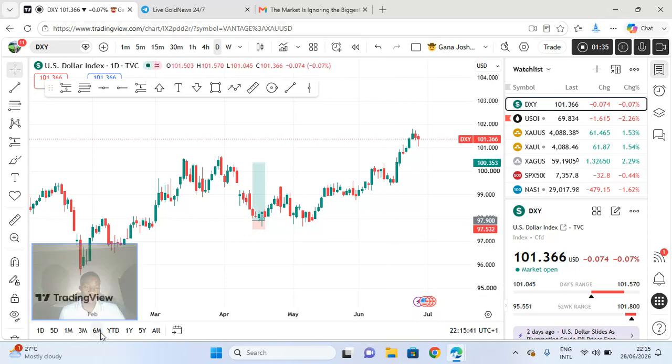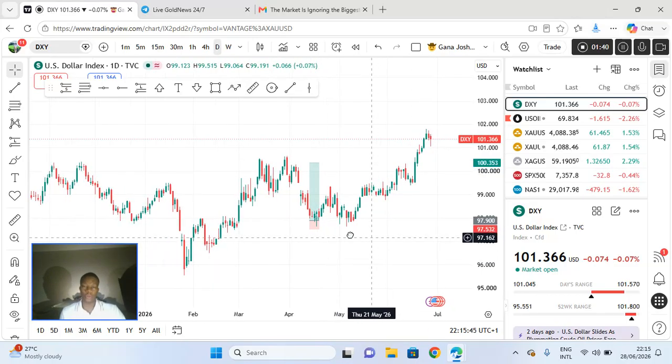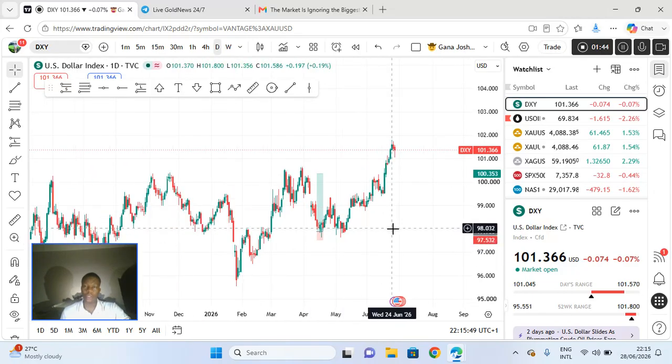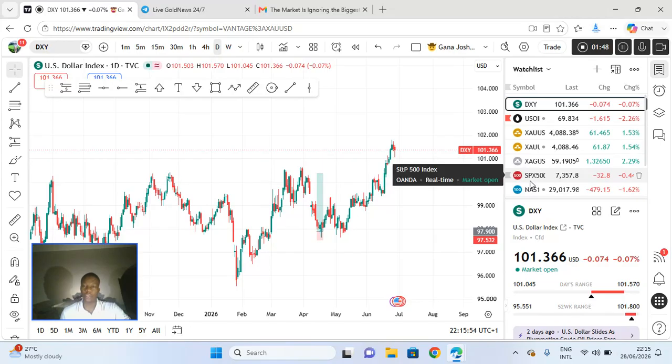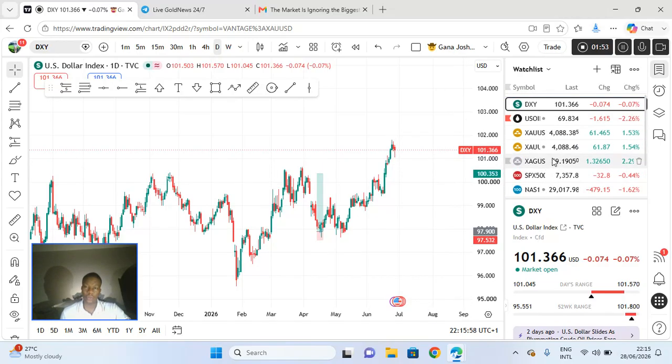So basically we trade support and resistance, right? That's what we do, the model we use. And then we trade USOIL, gold, the S&P 500, NAS 100, UK 100. Basically, that's what I trade for now.